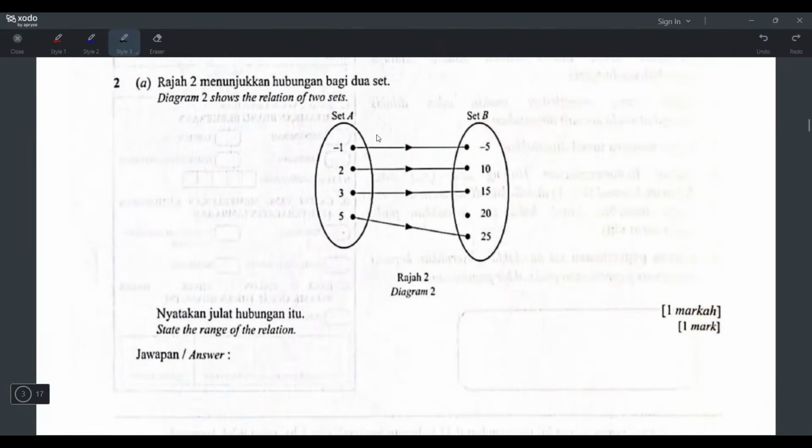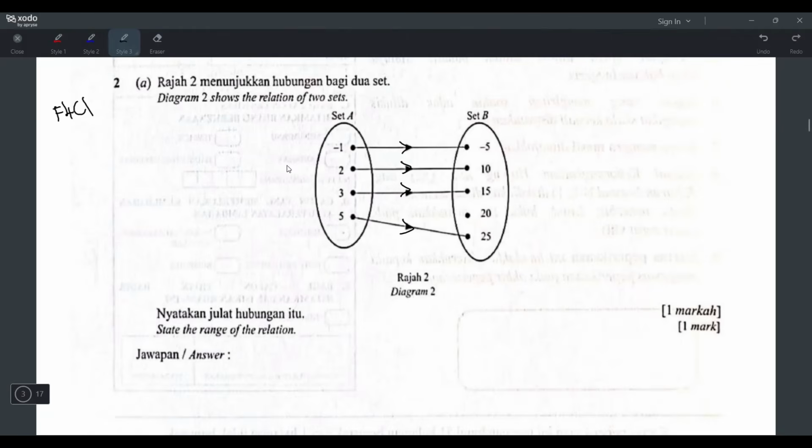Okay, number 2. Just by looking at this diagram, we can know already it's from Form 4 Chapter 1, the function chapter. Diagram 2 shows the relation of two sets, and I can see this is the arrow diagram. The arrows are all going that way, A to B, A to B, A to B, and I can also see that it's a one-to-one relation. Because every object has one specific image. You can see one object, one image, one object, one image.